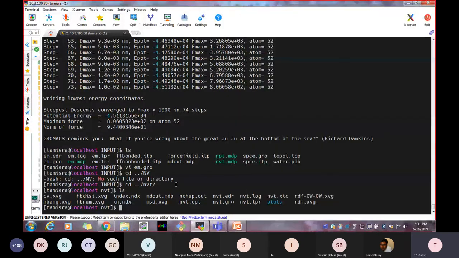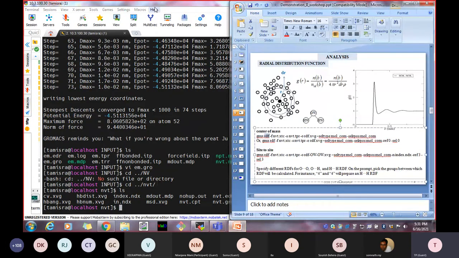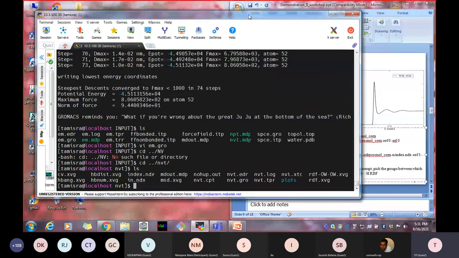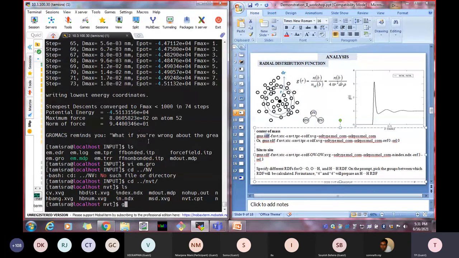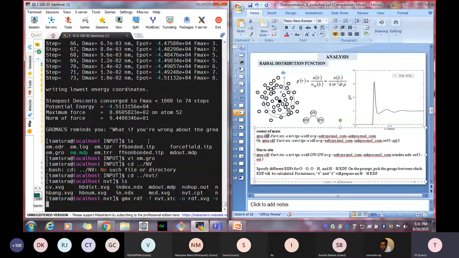So let us try that once more. I already have this here, but we can just try it. It takes some time to run the data, and it's not possible to run it right now, but at least let us try. So gmx rdf, if we do -f, then we put in nvt.xtc, and the output rdf.